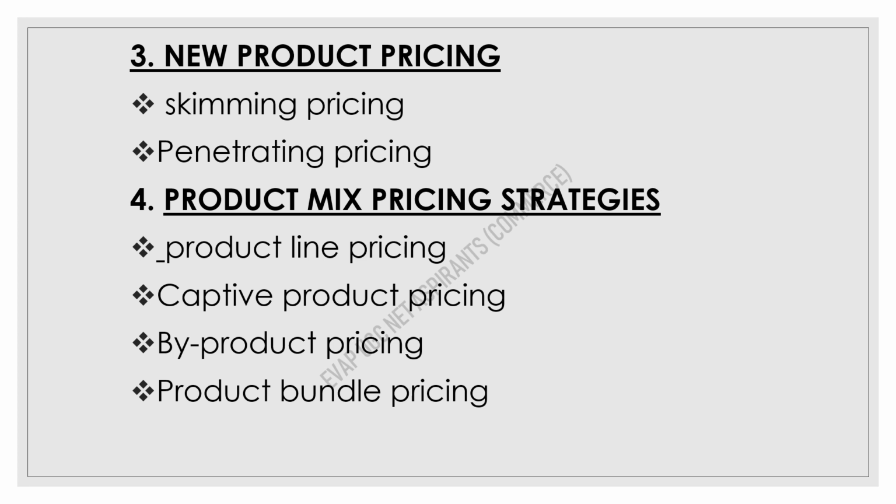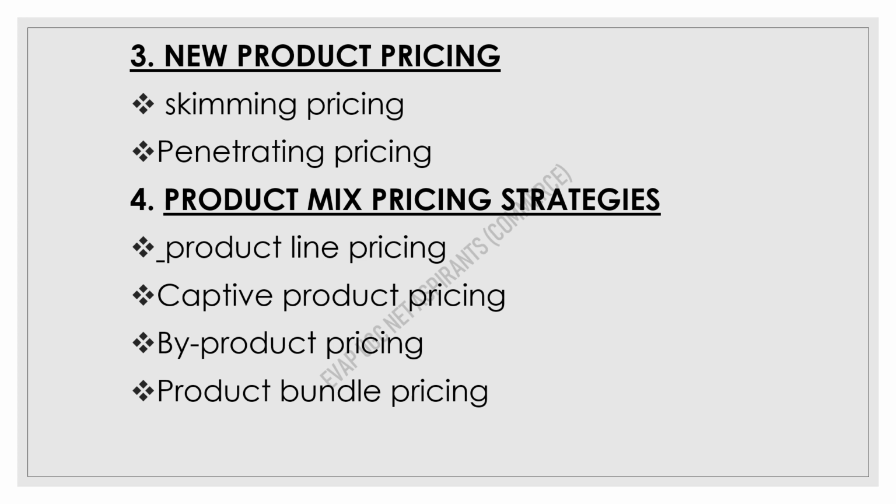Next is captive product pricing. In captive product pricing, companies make products that may be used along with the main product. So along with the main product, a complementary product is provided. The price fixed for that complementary product along with the main product is called captive product pricing. Then by product pricing. By product pricing refers to setting a price for the byproducts. So there will be a product and then a sub product, that is called by product pricing.